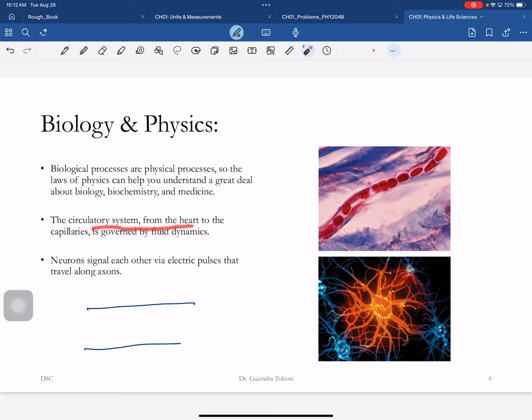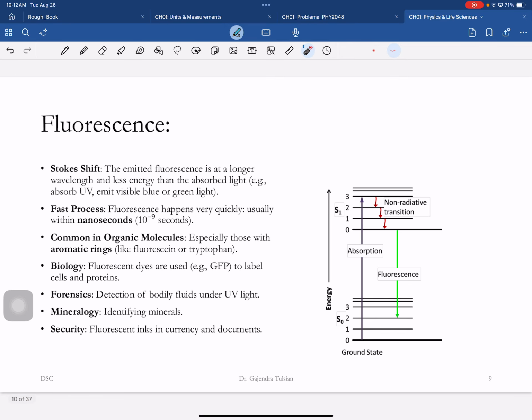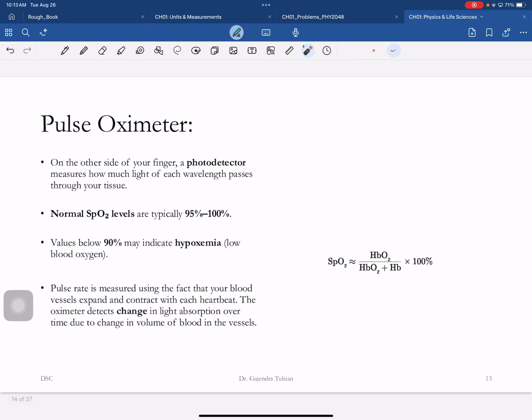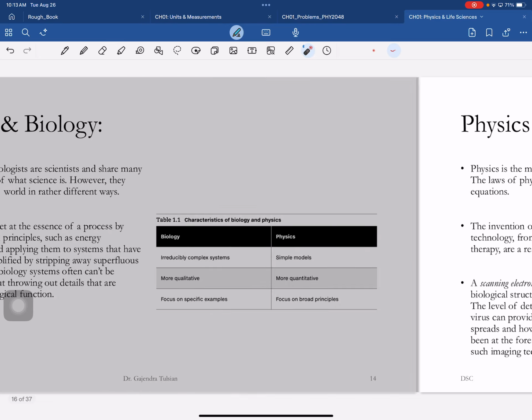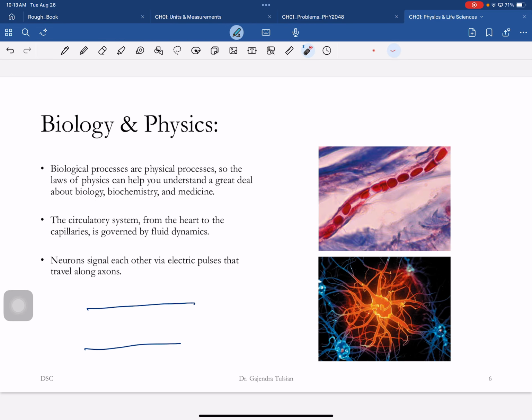The circulatory system from the heart to the capillaries is governed by fluid dynamics. So we'll talk about fluid dynamics in chapter 9. Neurons signal each other via electrical pulses that travel along axons. So we'll come to that in a second.